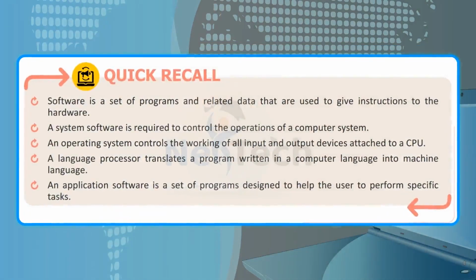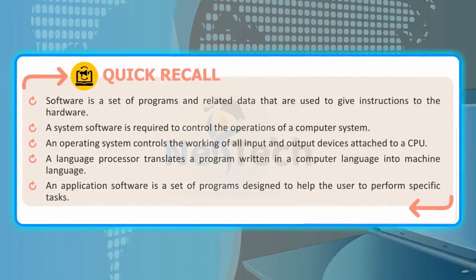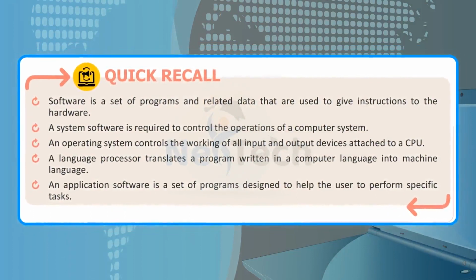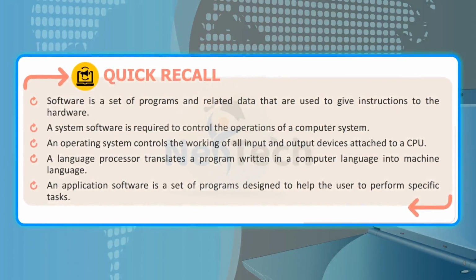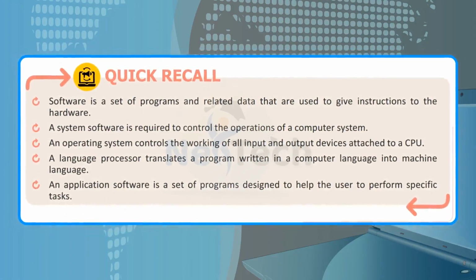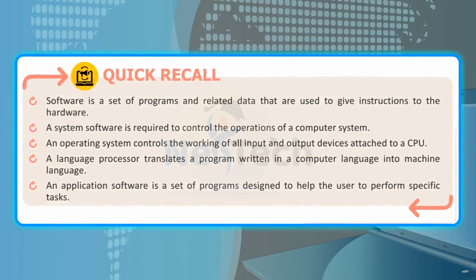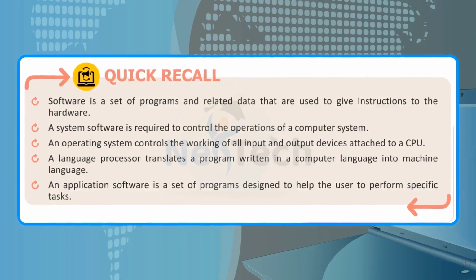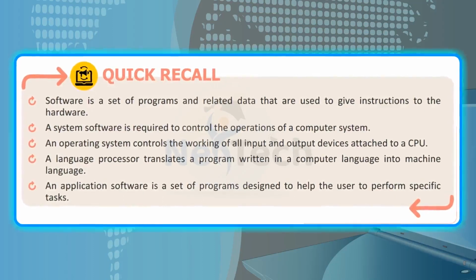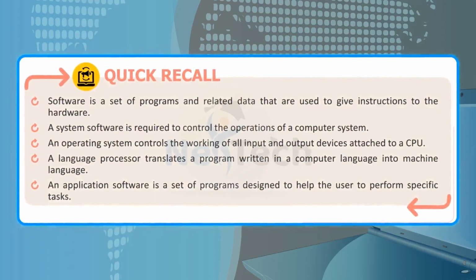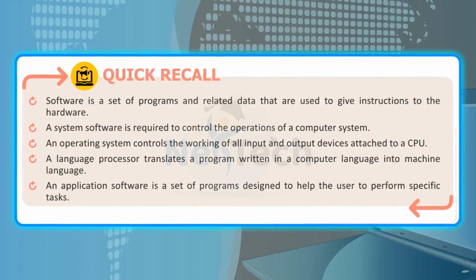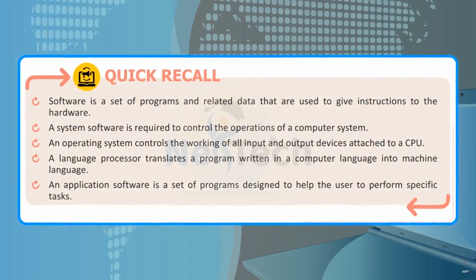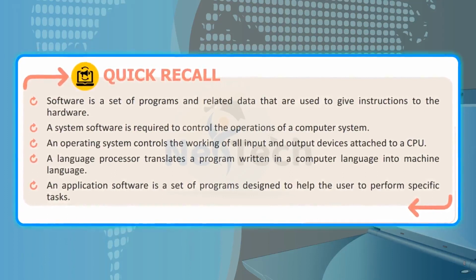Quick recall. Software is a set of programs and related data that are used to give instructions to the hardware. A system software is required to control the operations of a computer system. An operating system controls the working of all input and output devices attached to a CPU. A language processor translates a program written in a computer language into machine language. An application software is a set of programs designed to help the user to perform specific tasks.